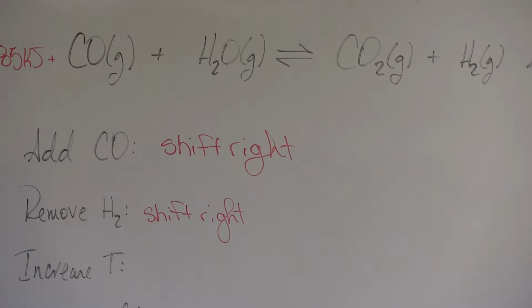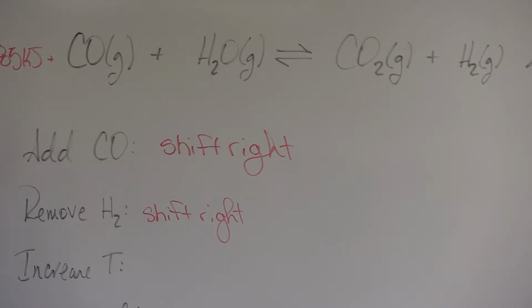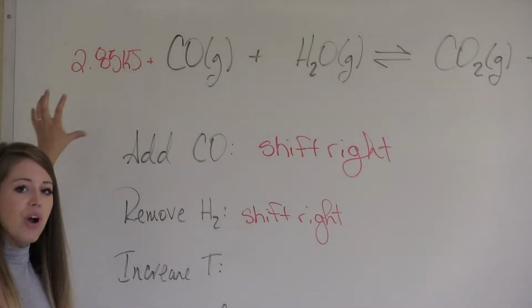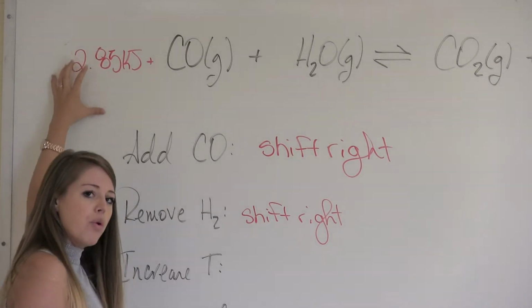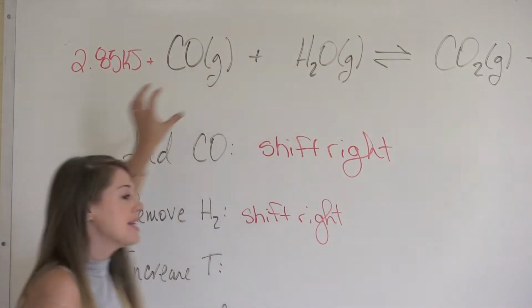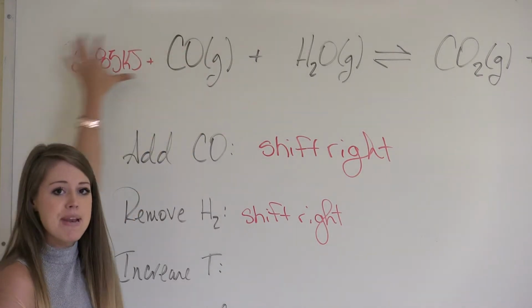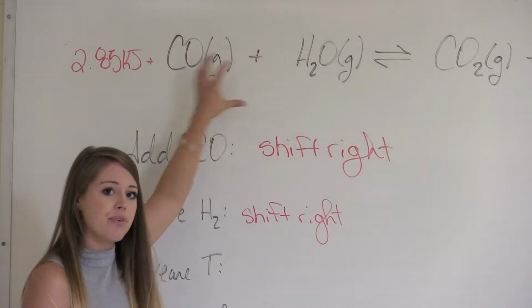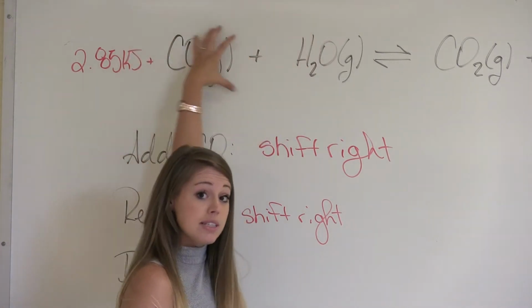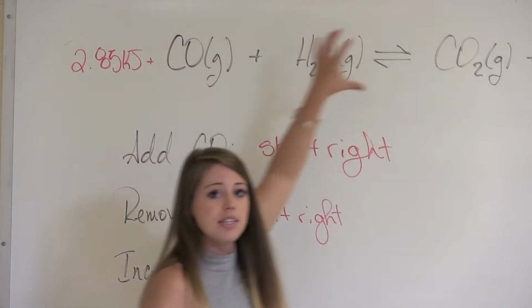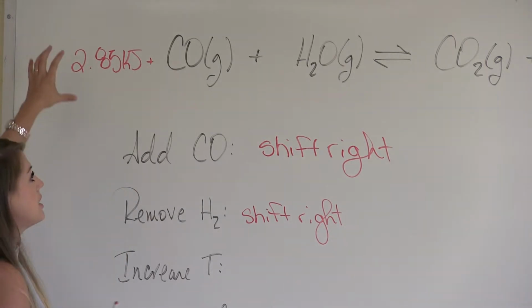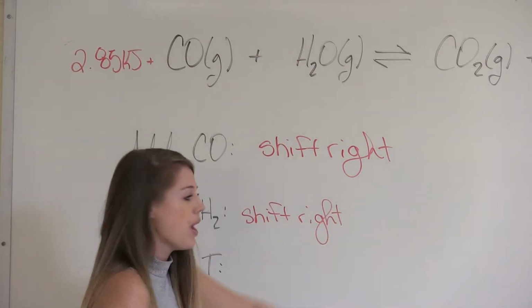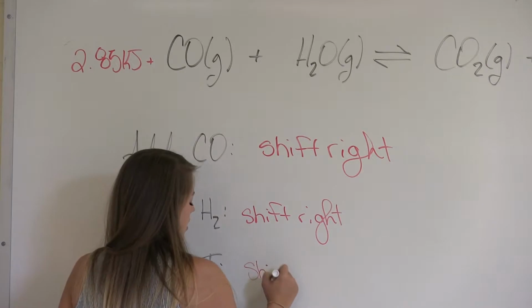Okay, now let's see what happens if we increase temperature. If we're increasing the temperature, that means we are adding more energy in. If we're adding more energy in, we're going to shift to the right, because if we're adding more energy in, this is happening more frequently. If this is happening more frequently, we need to make up that difference by using these reactants to produce more products. So these are going to collide more frequently, so we would also say this is going to shift to the right. So we would say shift right here.